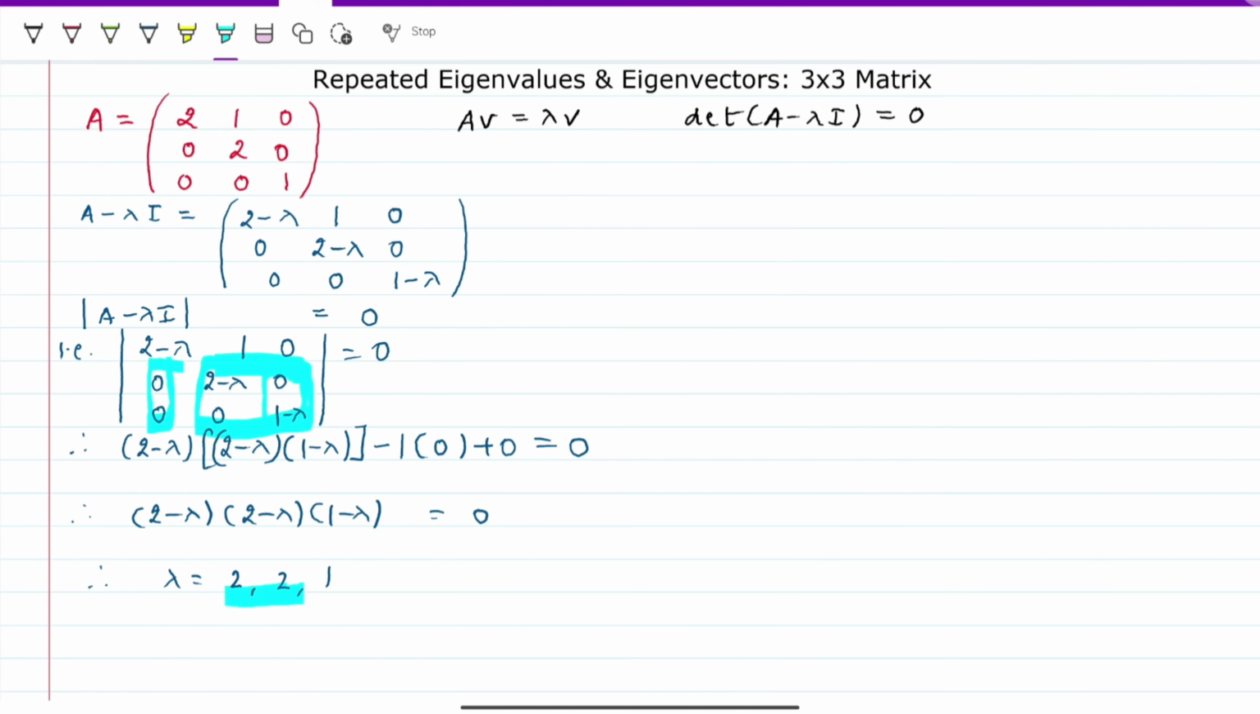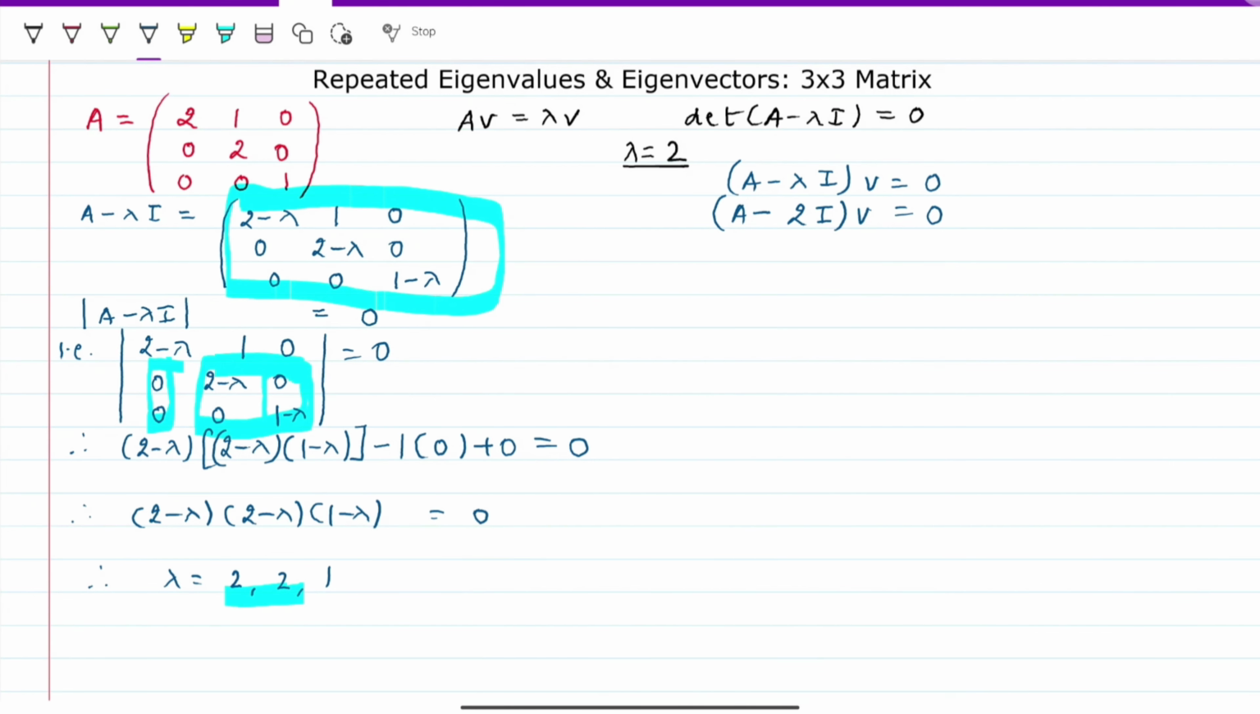Now next we are going to find the eigenvector corresponding to lambda equal to 2. For that, we start with the equation A minus lambda times I into V is equal to 0, which gives us A minus 2 times I into V is equal to 0. Now substituting lambda equal to 2 in this expression, we get the matrix 0, 1, 0; 0, 0, 0; 0, 0, negative 1 times V, which is x1, x2, x3, is equal to 0, 0, 0.